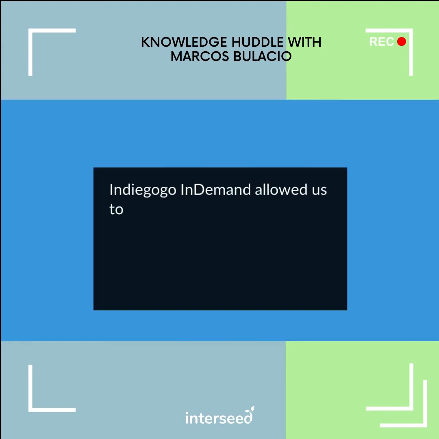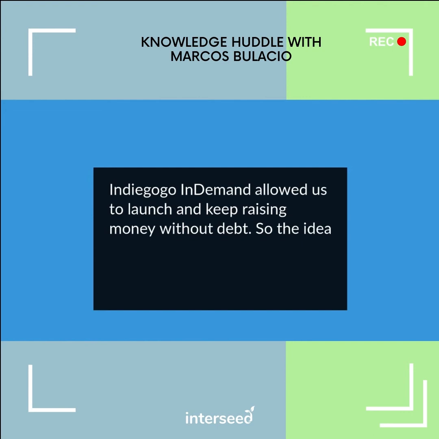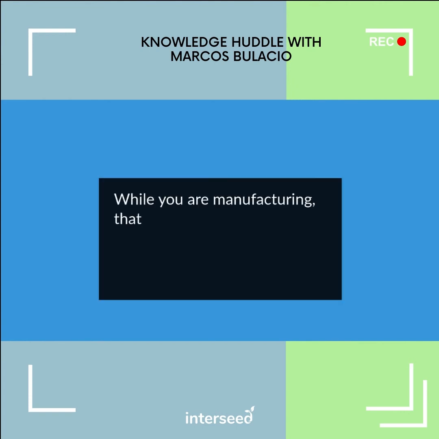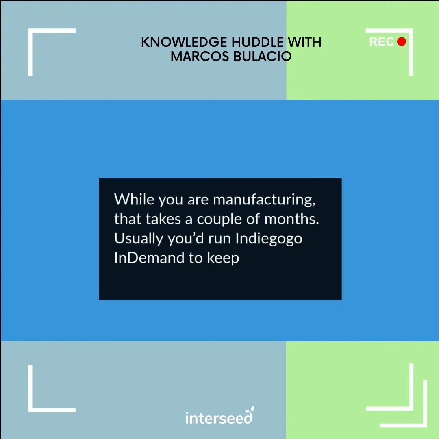Indiegogo on Demand allows you to launch and keep raising money without a deadline. So the idea is that once you launch on Kickstarter, then you start manufacturing the product. While you are manufacturing, that takes a couple months usually, you run Indiegogo on Demand to keep raising more pre-sale, raising more funds.